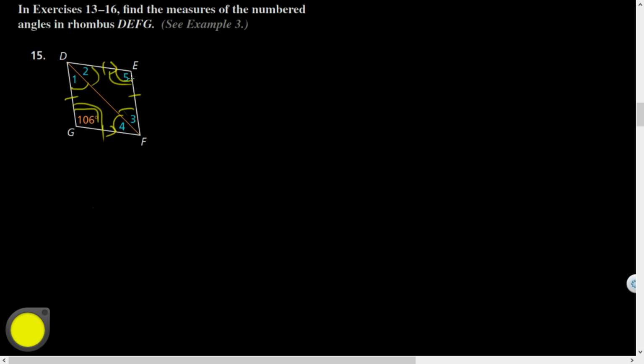And that's because it's a parallelogram. We didn't even need to know it was a rhombus to know that angle 5 was that. So let's see. Okay, so if this is 106, 1 and 2 combined are going to be supplementary with 106. So 1 and 2 add up to be 74. And 1 and 2 are congruent. So what's 74 divided by 2? 37.